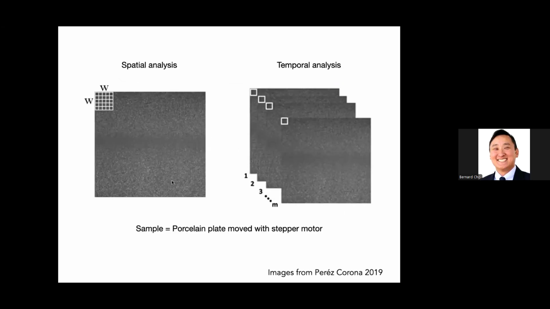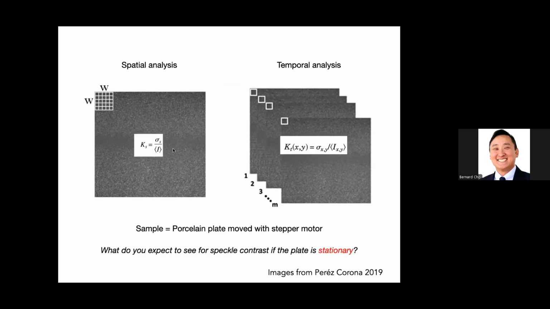So that's what we're seeing here. We have this slide, and we look at one point, and then we have this pixel over here. Okay. Standard deviation over mean for spatial, standard deviation over mean for temporal.